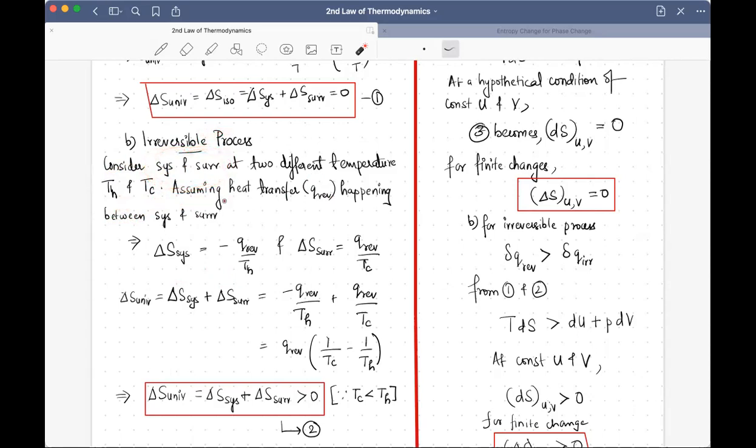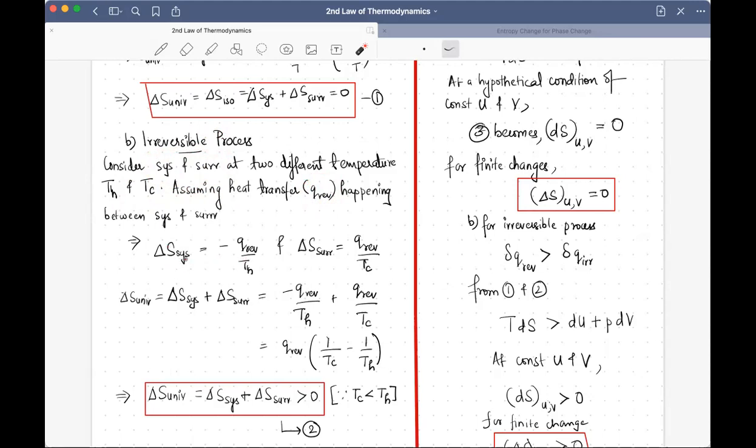But the only thing that we are considering here is that the heat that is transferred from the system to the surrounding is happening so slowly that it can be approximated to a reversible transfer. Okay, if we assume that condition, then we can apply the mathematical form of the second law of thermodynamics.